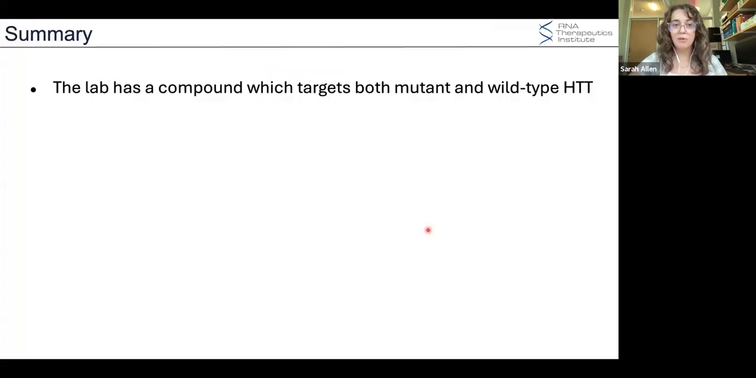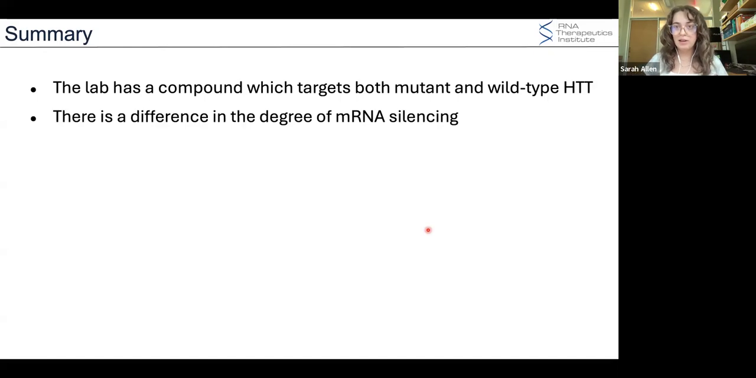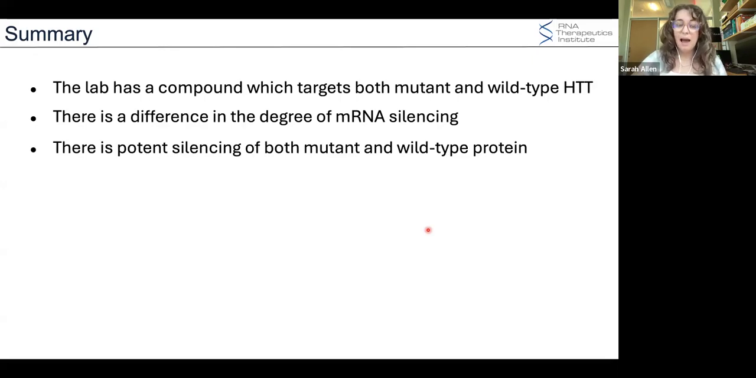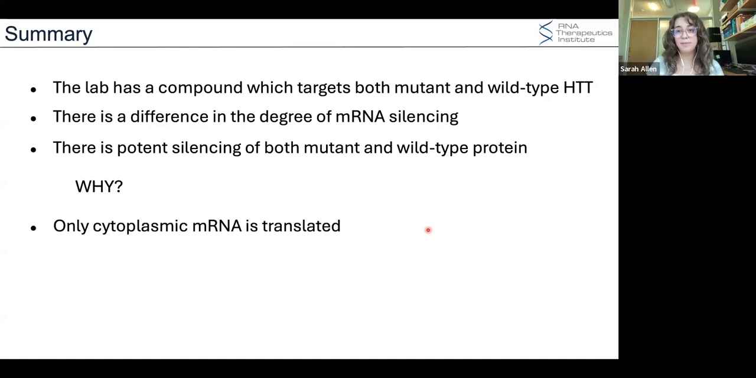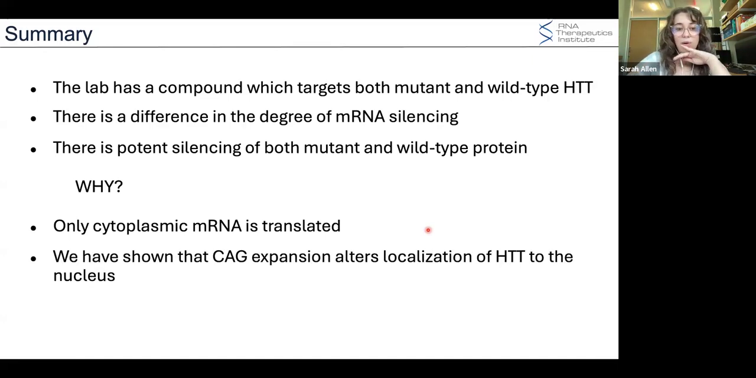So again, to summarize what we've found so far, the lab has a compound which targets both mutant and wild type Huntingtin. There is a difference in the degree of mRNA silencing of the mutant and the wild type Huntingtin. However, there is a potent silencing of both mutant and wild type protein. And we want to know why this is the case. So generally, we know that only cytoplasmic mRNA is translated into protein. So the hypothesis here was that we also know CAG expansion alters the localization of Huntingtin mRNA to the nucleus.